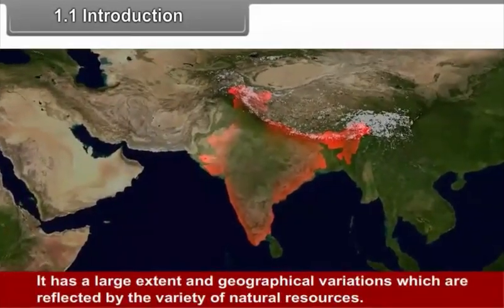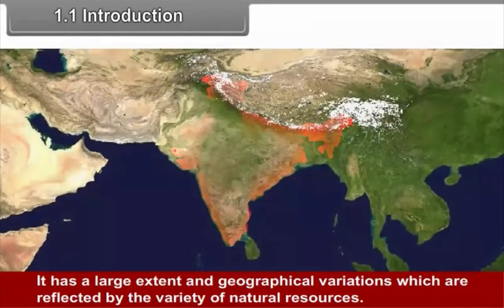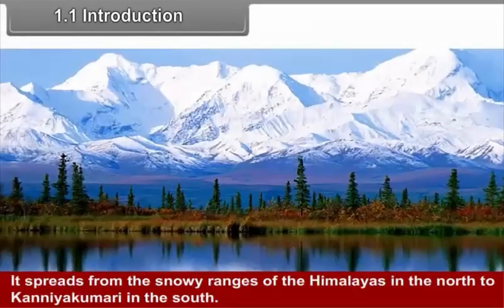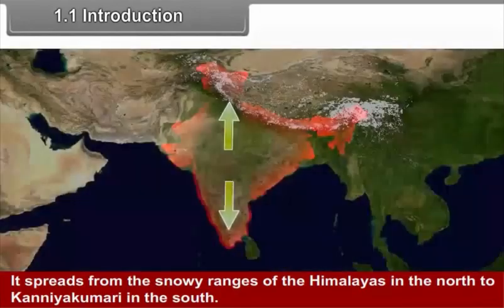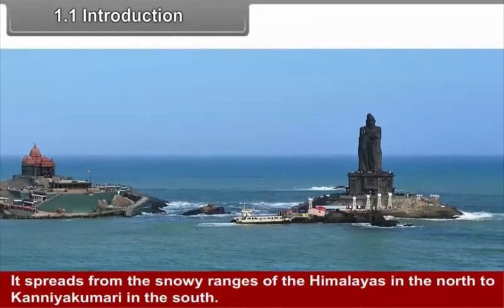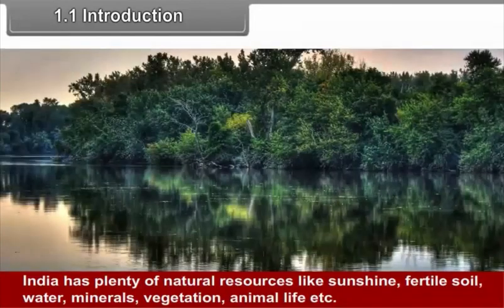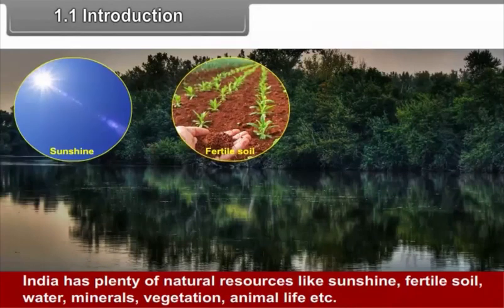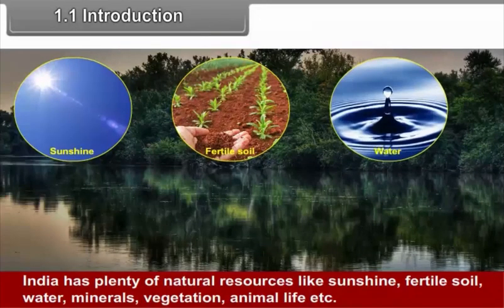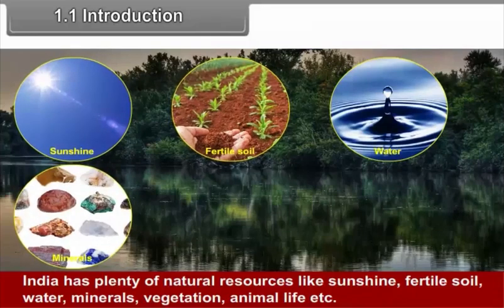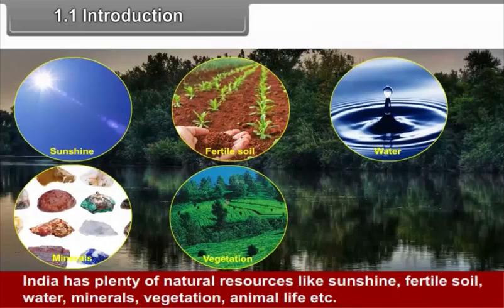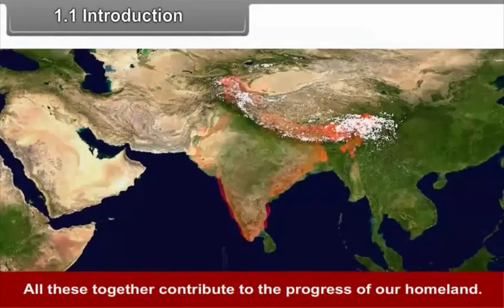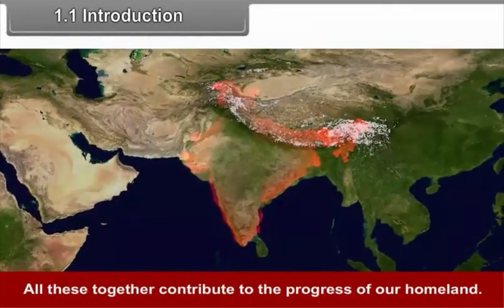It has a large extent and geographical variations which are reflected by the variety of natural resources. It spreads from the snowy ranges of Himalayas in the north to Kanyakumari in the south. India has plenty of natural resources like sunshine, fertile soil, water, minerals, vegetation, animal life, etc. All these together contribute to the progress of our homeland.